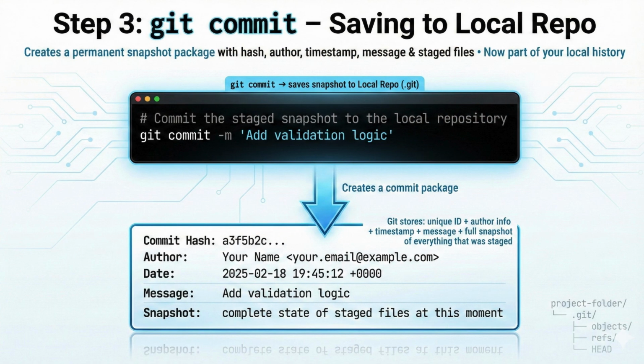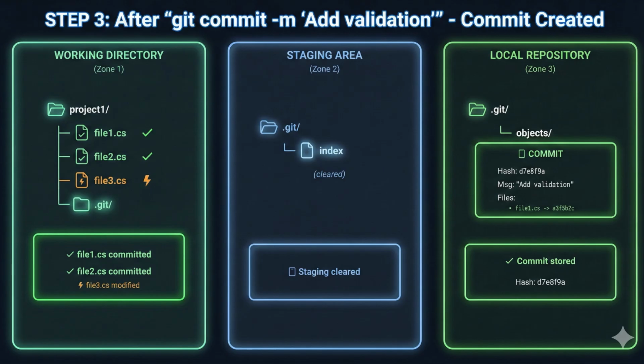Now we actually save with the git commit command. Git creates a little package with a unique ID, your name, when you did this, your message, and the complete snapshot. This package lives in your local repository now. That .git folder, this is where it goes. Check it out. Now your staging area is empty again. Cleared. Your working directory matches your local repo for the committed files. Everything's in agreement. Feels good.